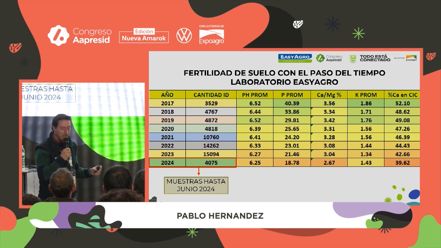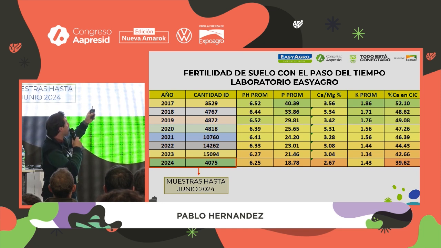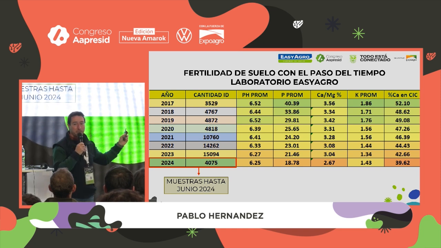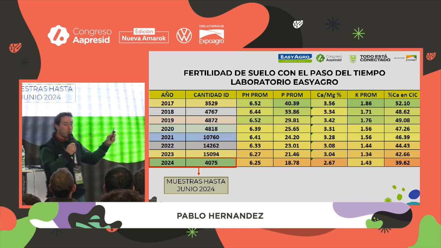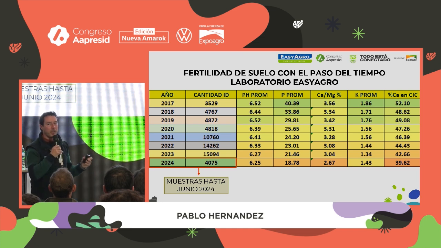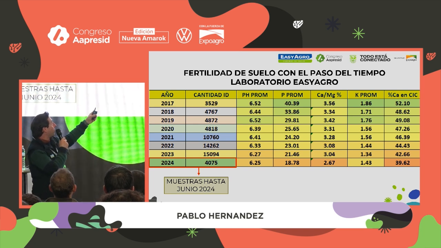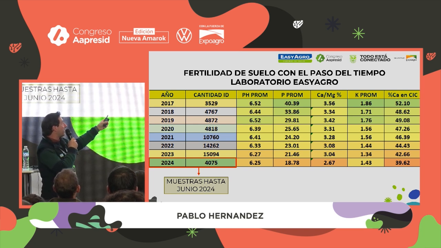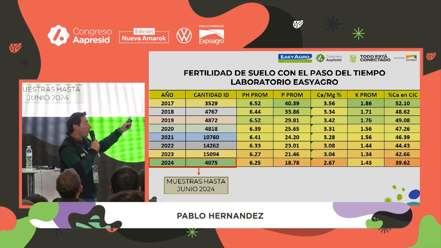So these are alerts and red flags that we should take into account. In phosphorus, as you can see, we were at 40 parts per million average. Today we are at 18 parts per million. The relation between calcium and magnesium, which is something we've also been seeing, the structure of the soil, we had a relationship of 3.56, and now we are at 2.67.